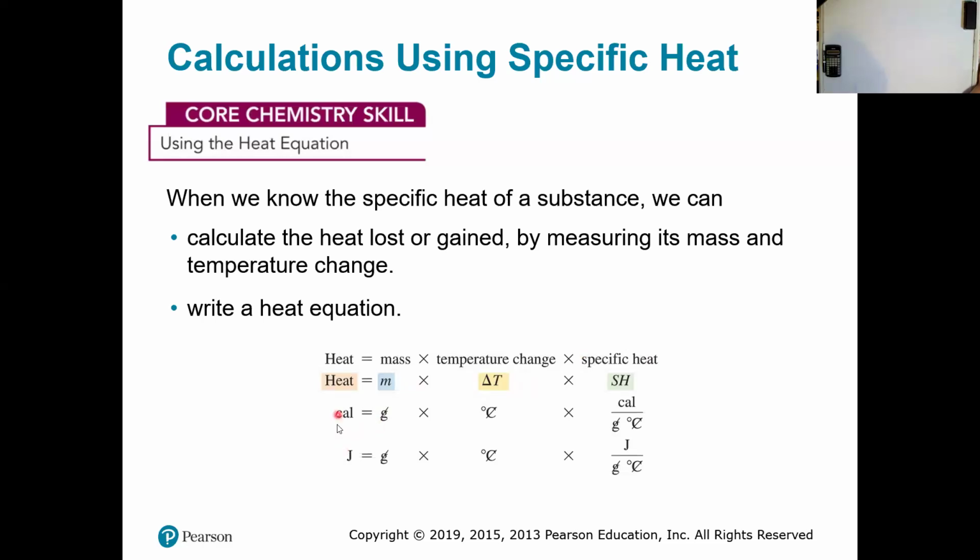Now there's two ways to write the heat equation in terms of units, depending on whether you're working with calories or joules. If heat is in calories, then you'll still have your mass in grams, you'll still have your temperature in Celsius, but your specific heat will be in calories over grams degrees Celsius. If you're working with heat that's in joules, then your mass will still be in grams, your temperature will still be in Celsius, but your specific heat will be in joules over grams degrees Celsius. So the heat unit and the specific heat unit have to match each other.